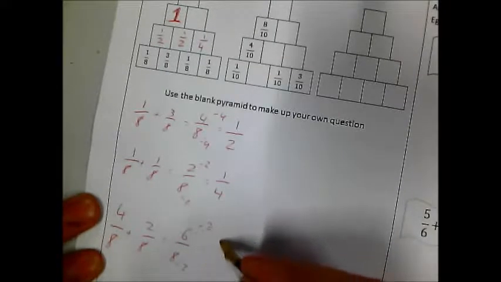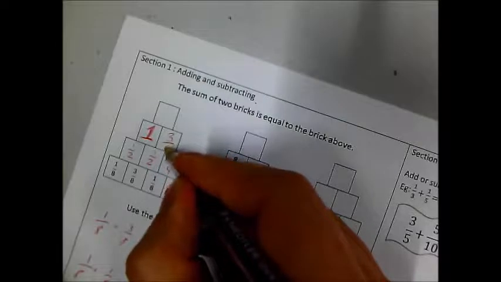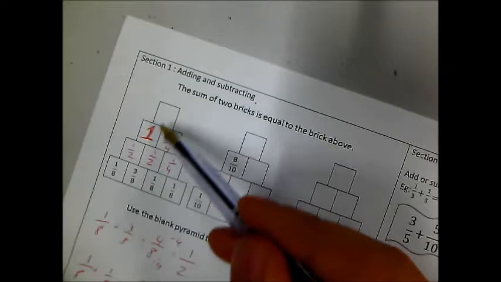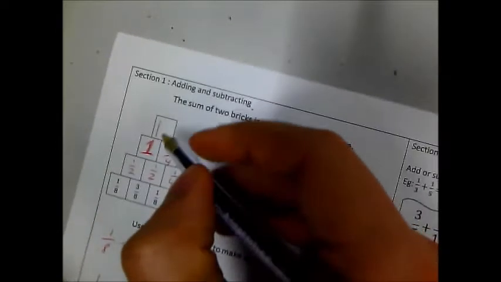Going to do that down here. 4/8 plus 2/8 is 6/8, and then I've got a common factor here and here of 2, so that's the same as 3/4. Okay, and then finally this box is going to be 1 add 3/4, which is just 1 whole and 3/4. That's the first one done.